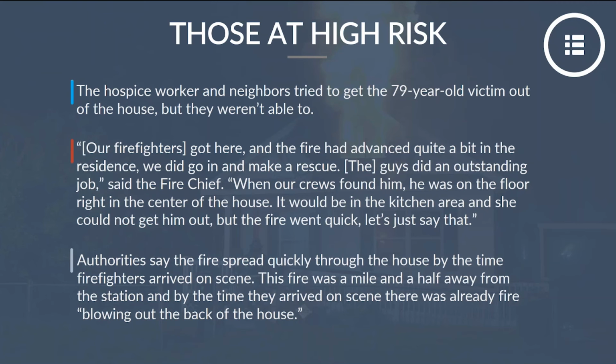It's interesting to look at this one. Even though the fire department was just a mere mile and a half away, by the time they arrived, the fire was already blowing out of the back of the house. And obviously the occupant of the house perished in the fire. But there again, that is representative of this high-risk audience that we're talking about today, folks that are receiving home health care, hospice care.